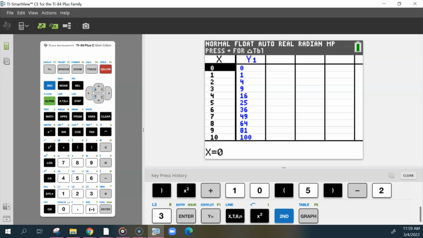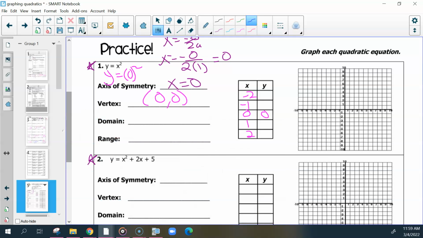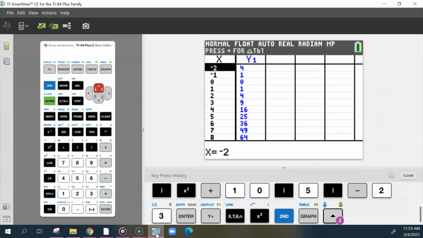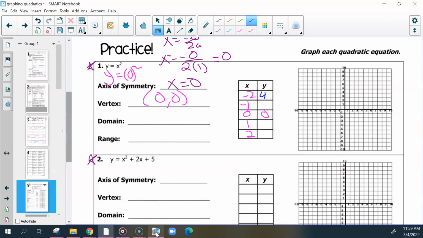Our table starts at -2 when x is -2, so I'm going to scroll up. And then I'm going to start filling in my table. So when x is -2, y is 4. When x is -1, y is 1.